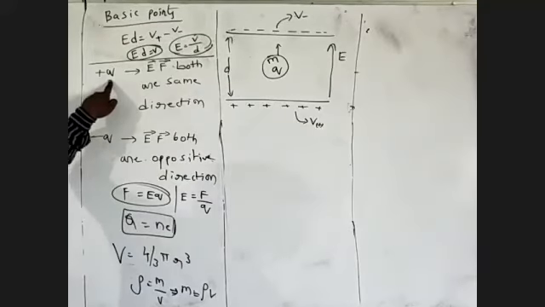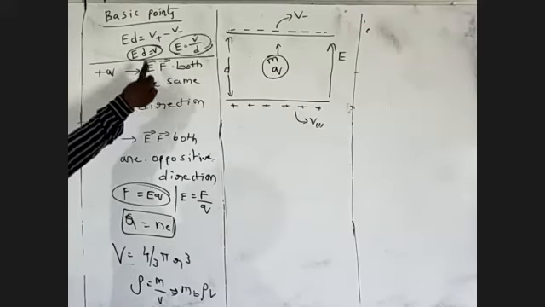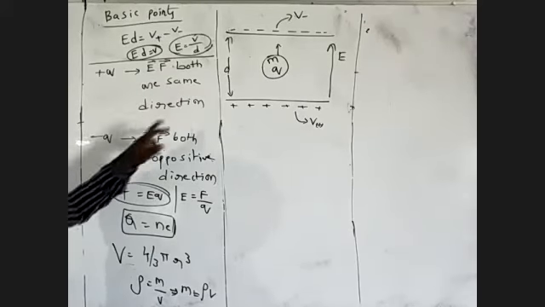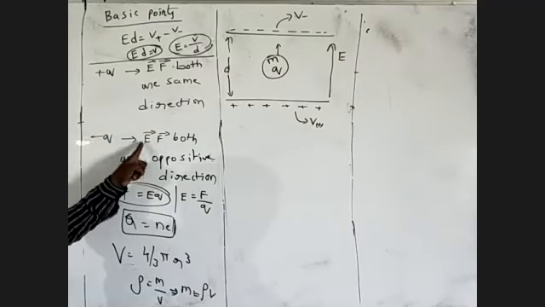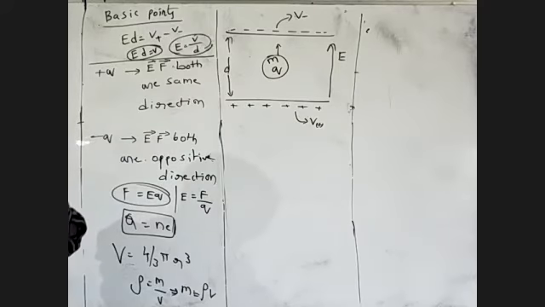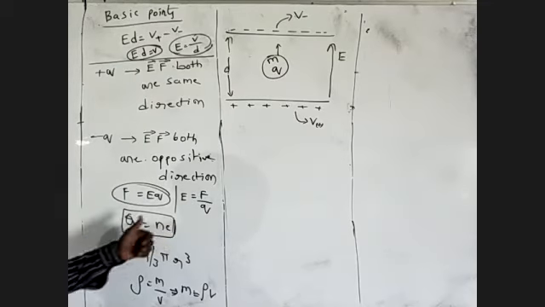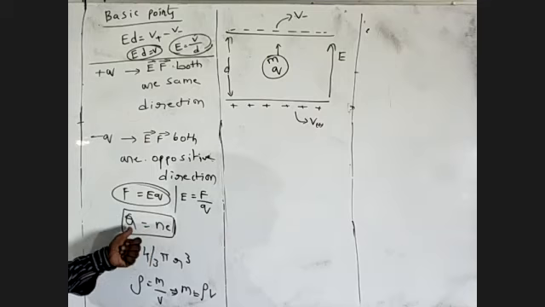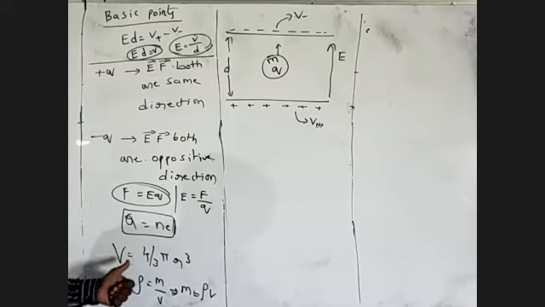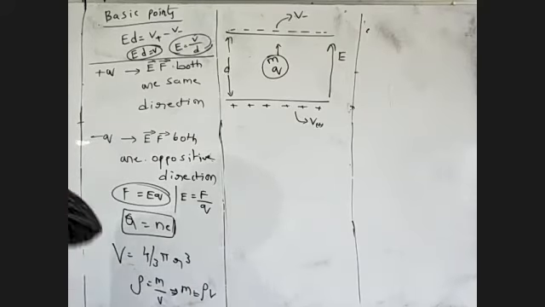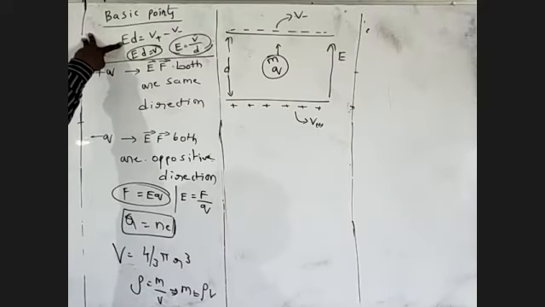Now we will see positive charge. Positive charge means the electric field and force are both in the same direction. Negative charge means they are in opposite directions. So intensity of electric field is equal to force by charge. Q is equal to Ne, the quantization of charge. This is the volume of the sphere, 4 by 3 pi R cube. Density is equal to mass by volume, mass is equal to rho V.